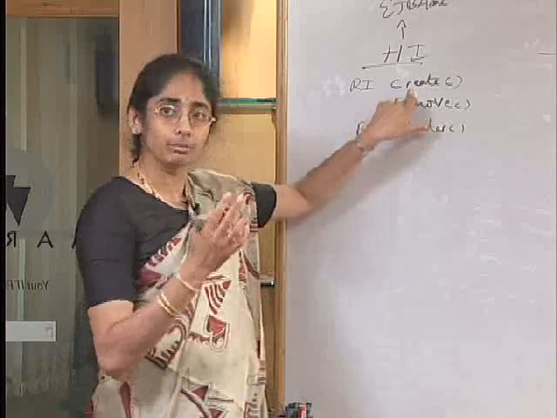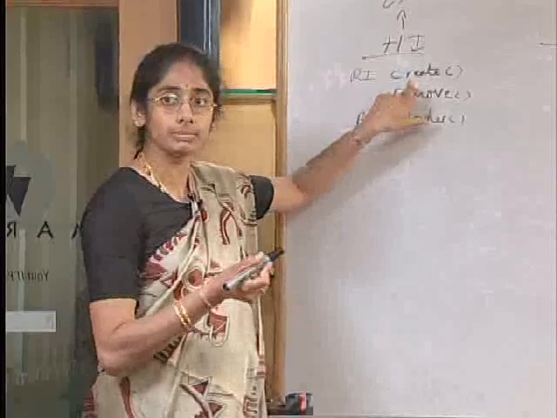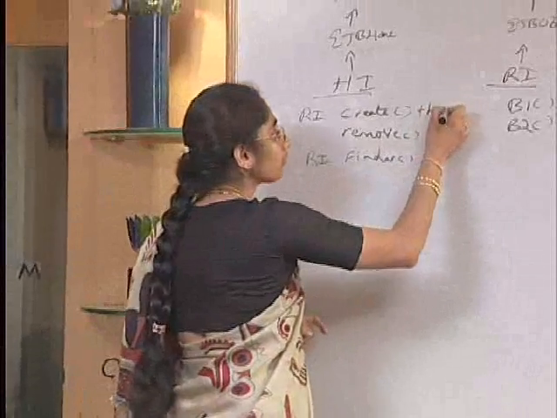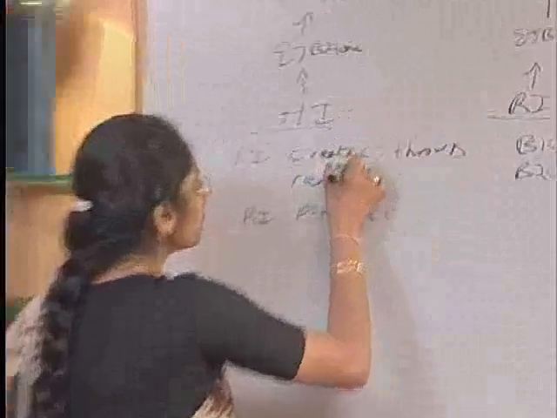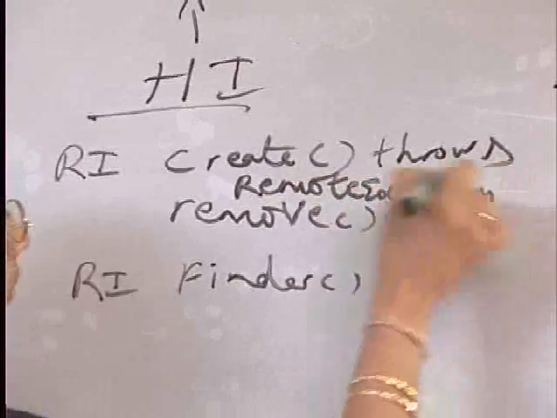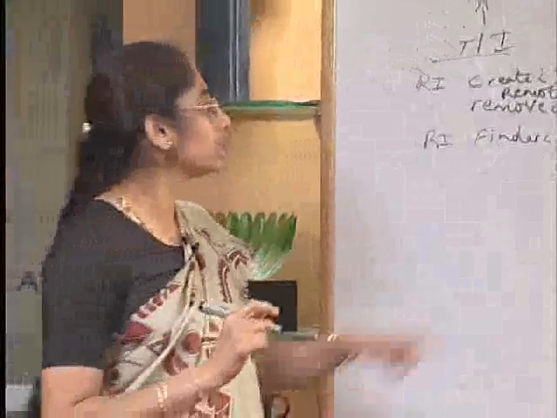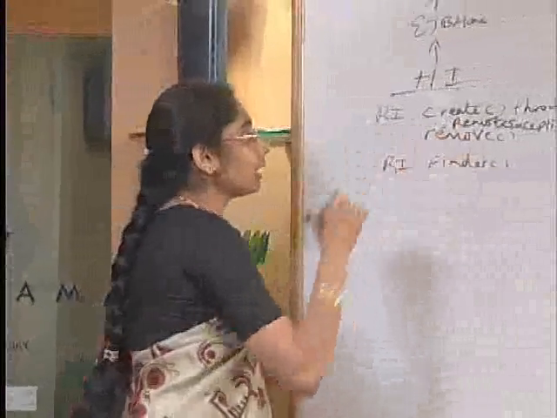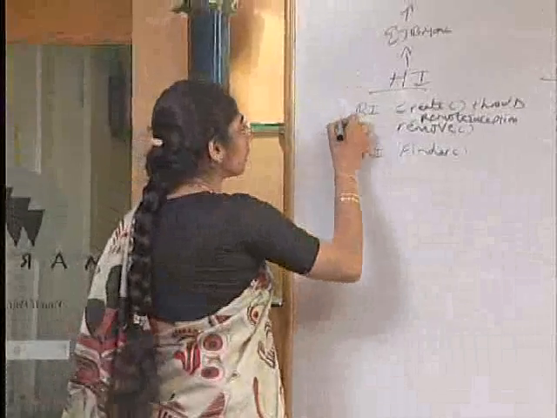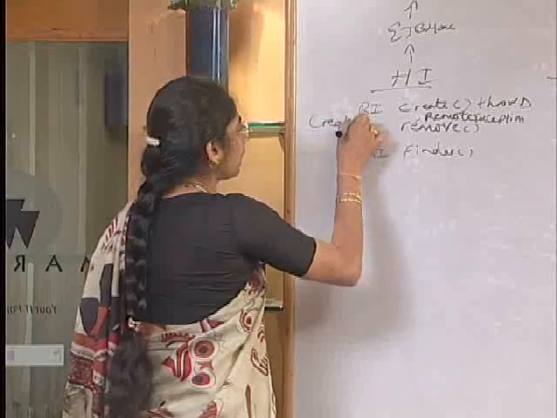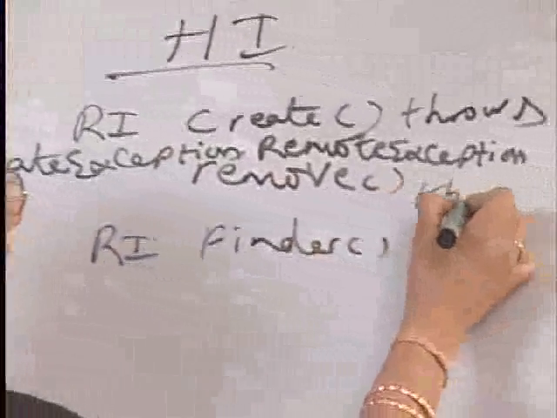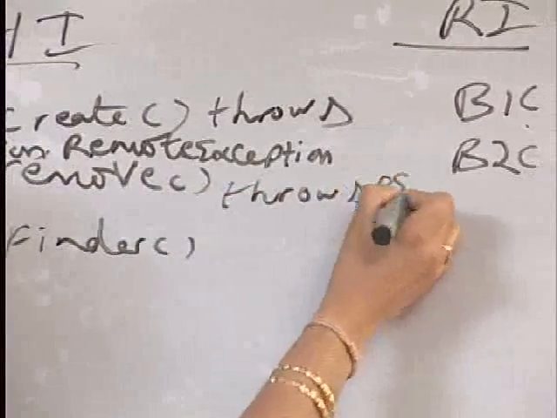Since this is a remote method call on a remote object, any remote method should use throws RemoteException. Apart from that, the create method, if it is unable to return the remote interface type of object, will also throw what is known as a CreateException. So all these methods must use throws RemoteException.